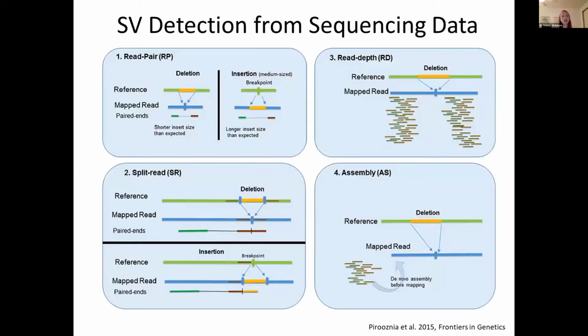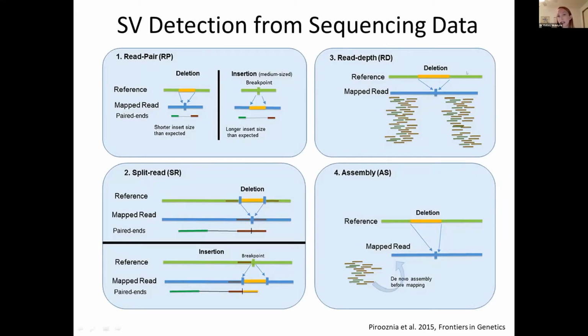So there are essentially four methods for structural variant detection from sequencing data, and we're using several of these. I'll start with the one that's probably the easiest to understand, which is read depth. That's simply looking at differences in coverage across the genome.